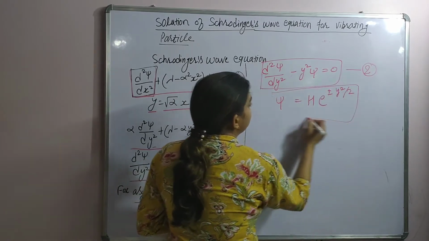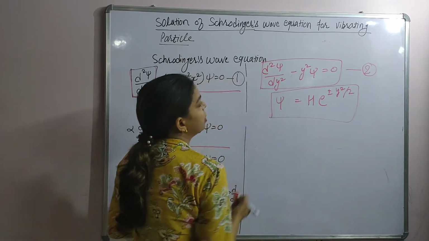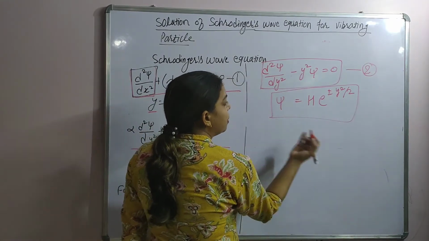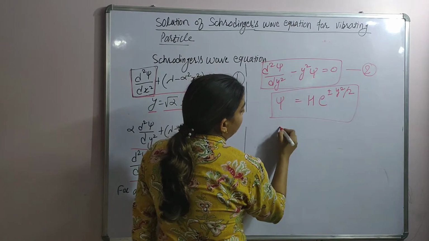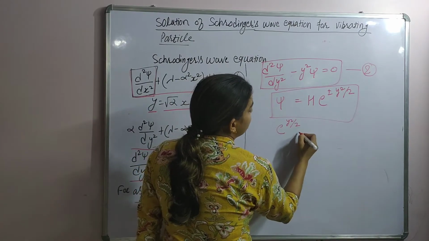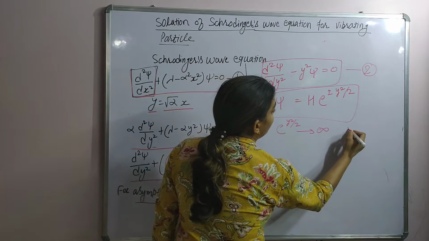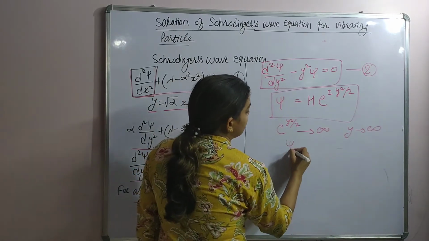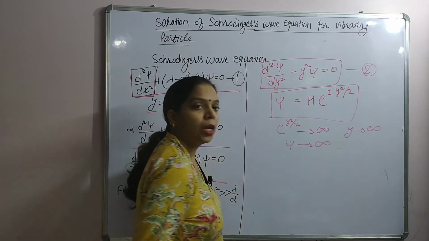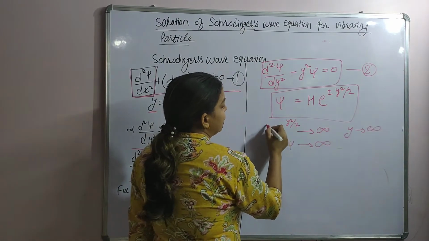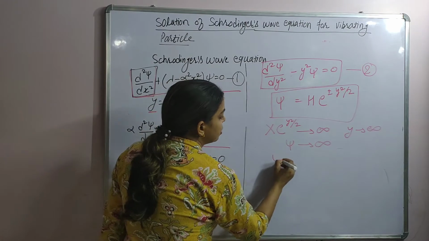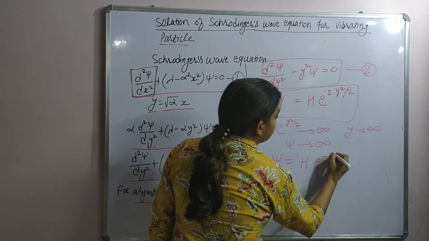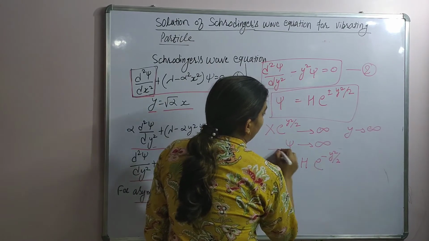This is the best possible solution for this equation. Now here we have positive and negative both the terms, but for positive e raised to power y square by 2, this function will approach infinity when y goes to infinity. And again psi will be infinity. It means this function is not acceptable. Hence the solution is psi is equal to H e raised to power minus y square by 2.